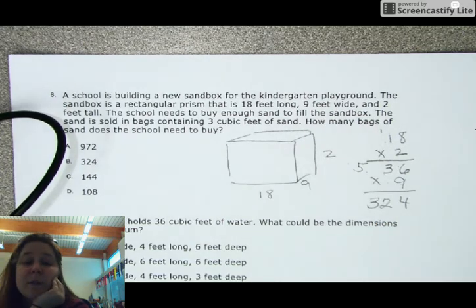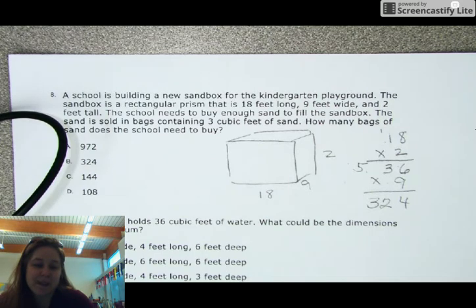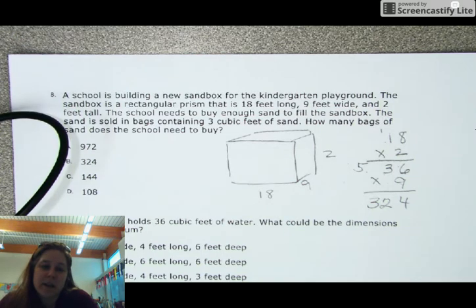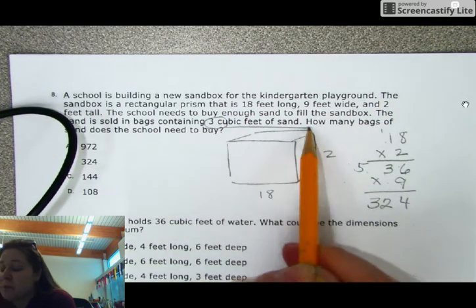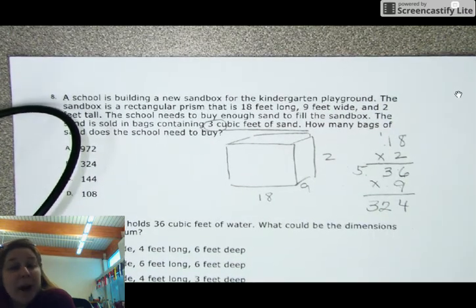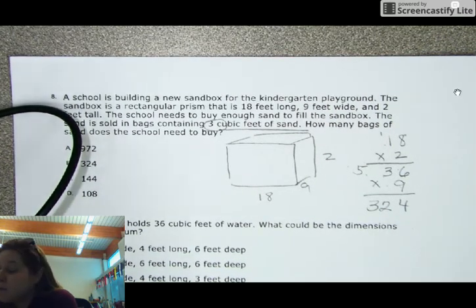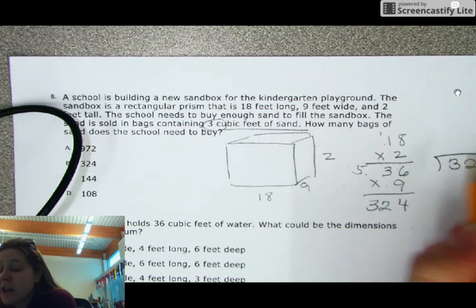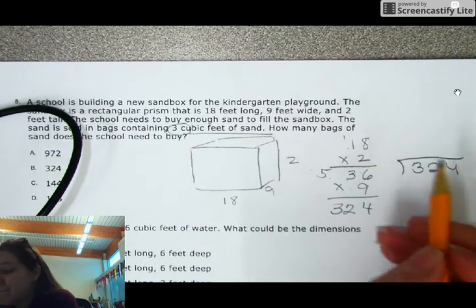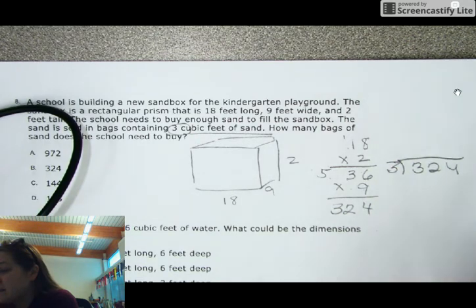Now, most people stop and say, my answer is B, but this will be a true test to see if you're listening to me and not just fast forwarding me, because if you're listening to me, now you need to work with the bag contains 3 cubic feet of sand, and it wants to know how many bags. So now we need to take 324, and we need to divide by 3 to find out how many bags.